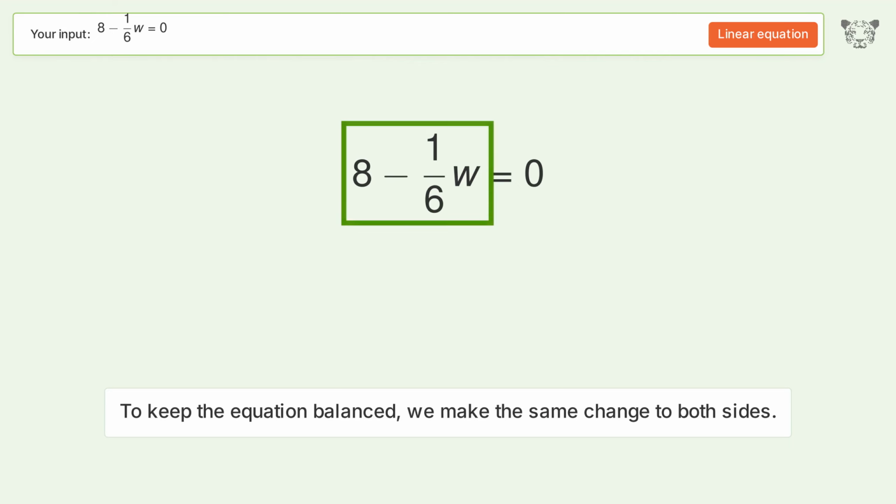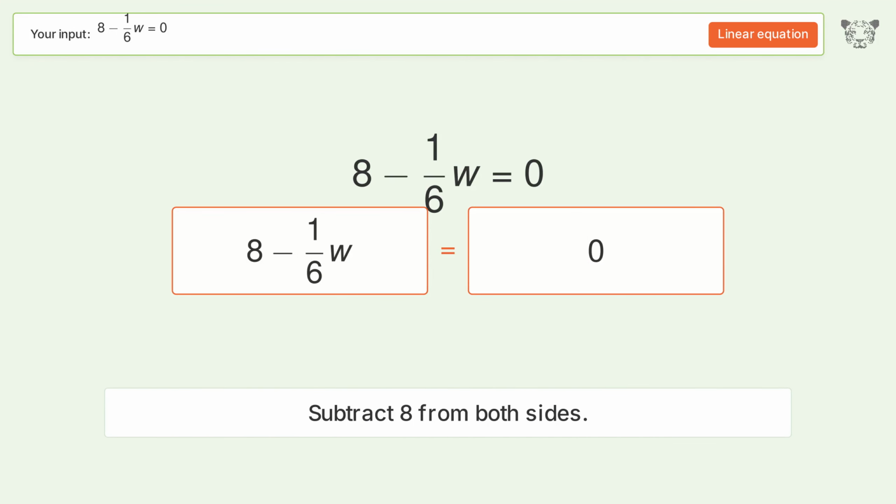To keep the equation balanced, we make the same change to both sides. The plus 8 keeps 1 over 6 times w from standing alone. Subtract 8 from both sides to remove it. That gives negative 1 over 6 times w equals negative 8.